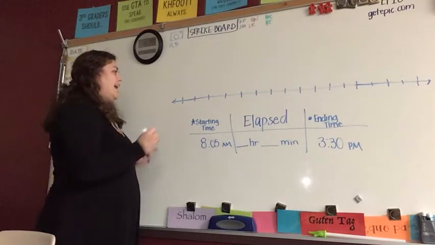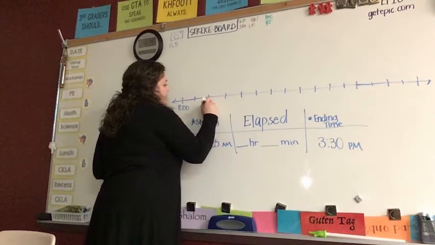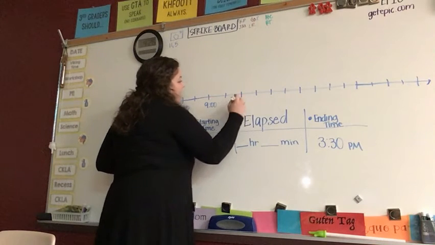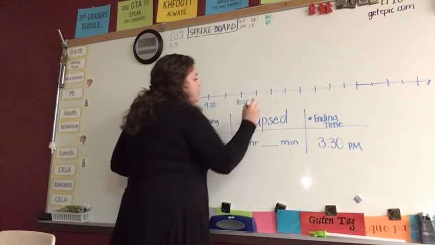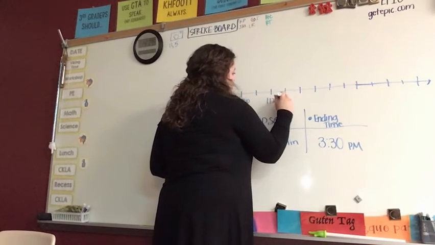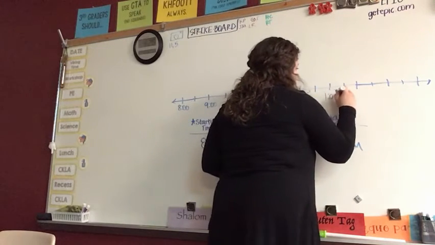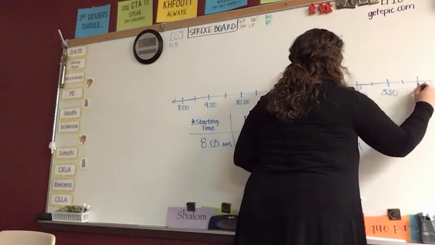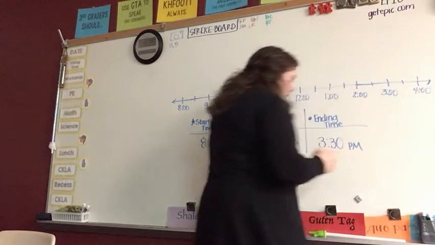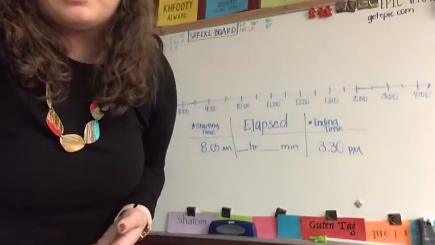So I think I started at 8. I'm just going to list my o'clock hours, and we'll know that the longer lines in between are going to be those 30 marks. Now, whenever we are doing these types of number lines, let me go ahead and pivot this a little for you.